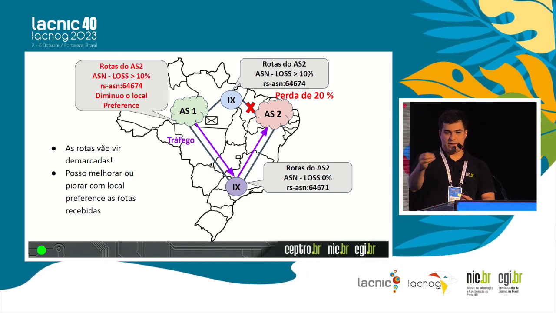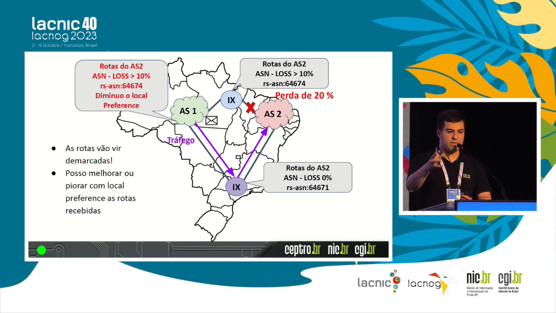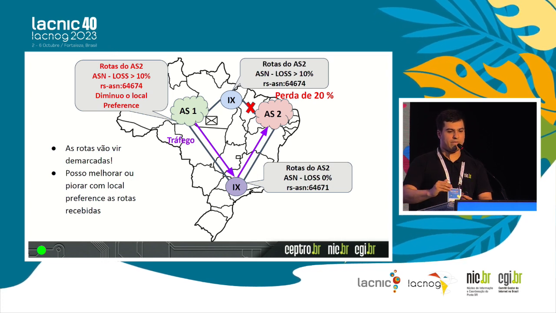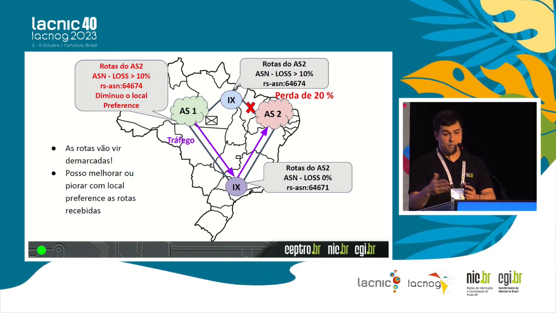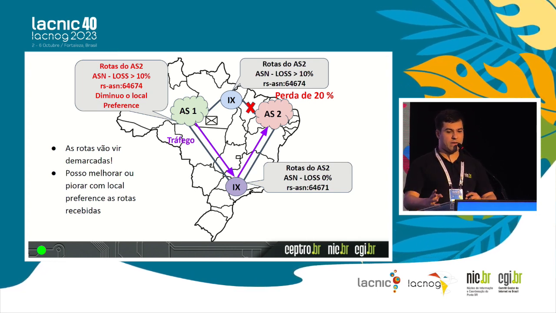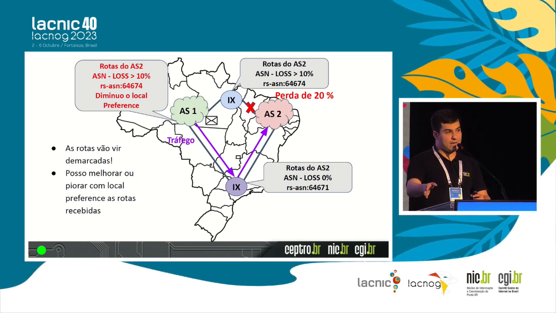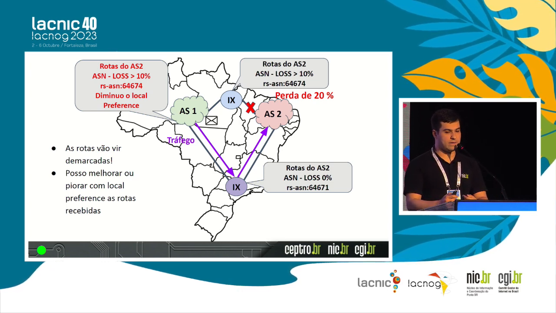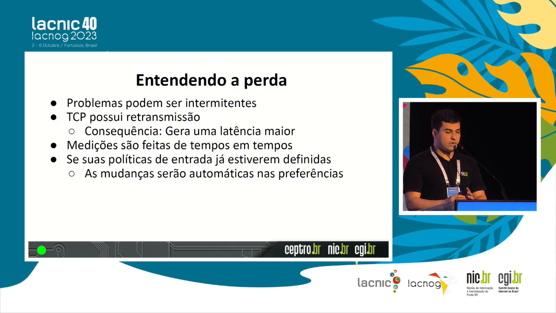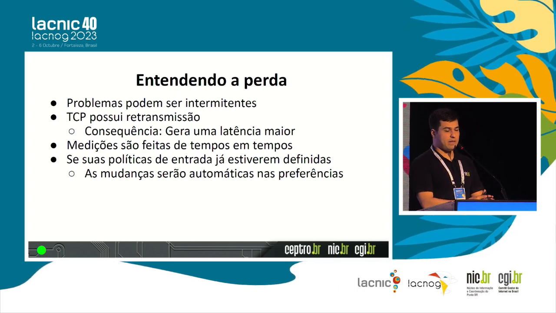So I can work with local preference. I can just say that the routes with high packet loss above 10%, I can mark these, so I will worsen that path. I will reduce the local preference so that my traffic can go through a place which is farther away but doesn't have such a big packet loss. So here I have an influence on the outbound traffic from the routes I received from AS2 through the route server. Now, to better understand the point on losses, we have problems that might be intermittent problems.